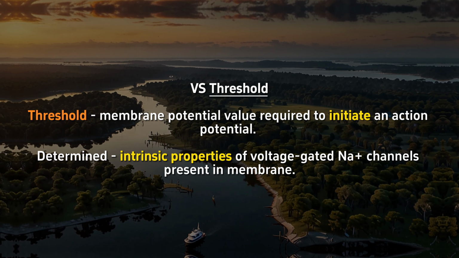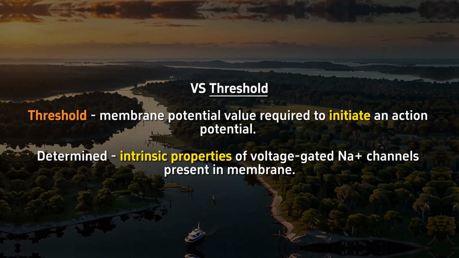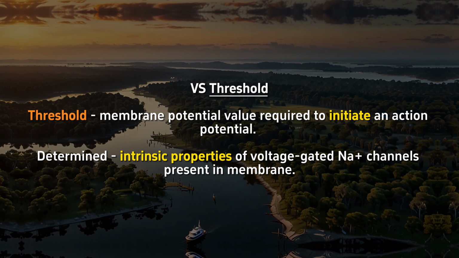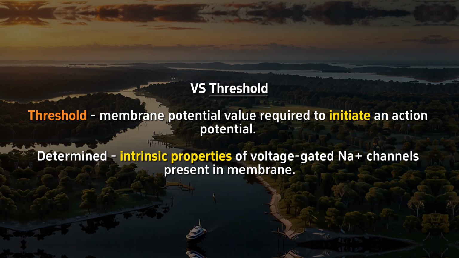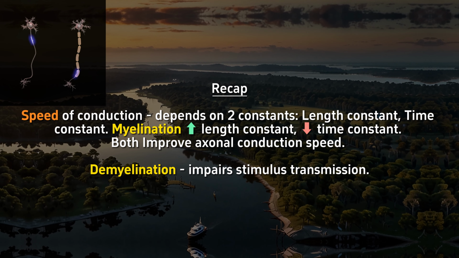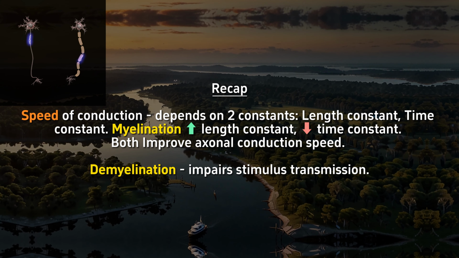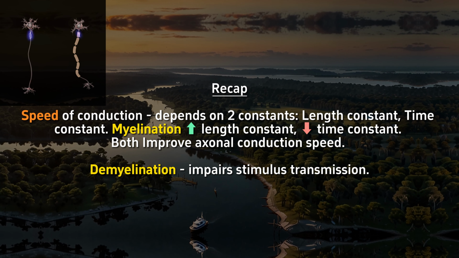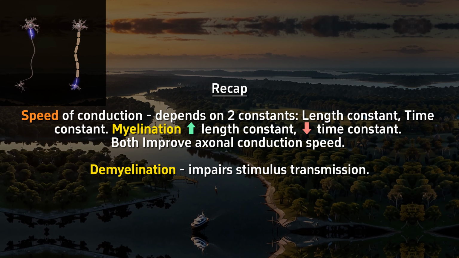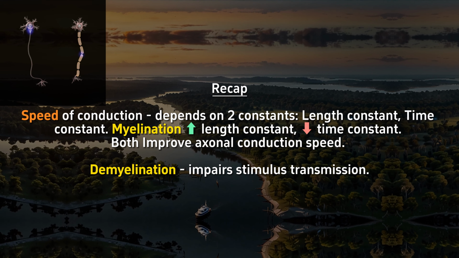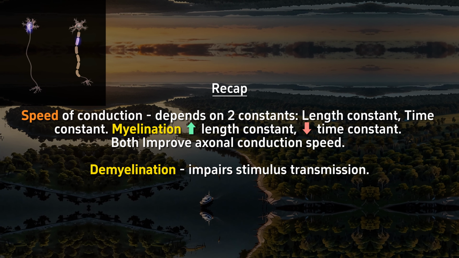Threshold refers to the membrane potential value required to initiate an action potential. It is determined by the intrinsic properties of the voltage-gated sodium channels present in the membrane. The speed of conduction down an axon depends on two constants: the length constant and the time constant. Myelination increases the length constant and decreases the time constant, both of which improve axonal conduction speed. Demyelination thus impairs stimulus transmission.